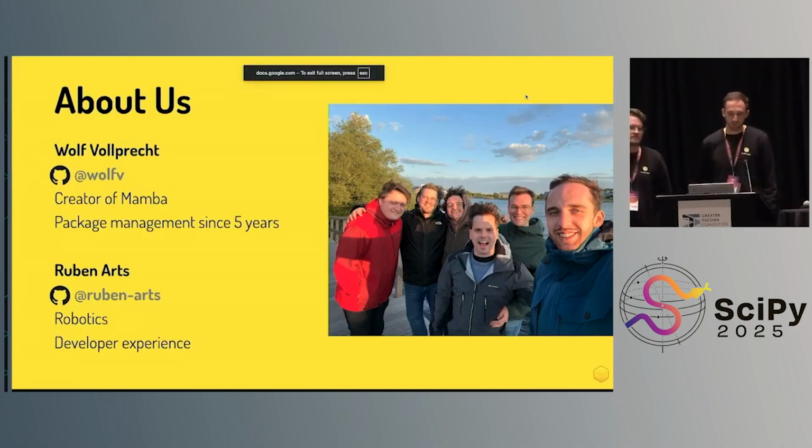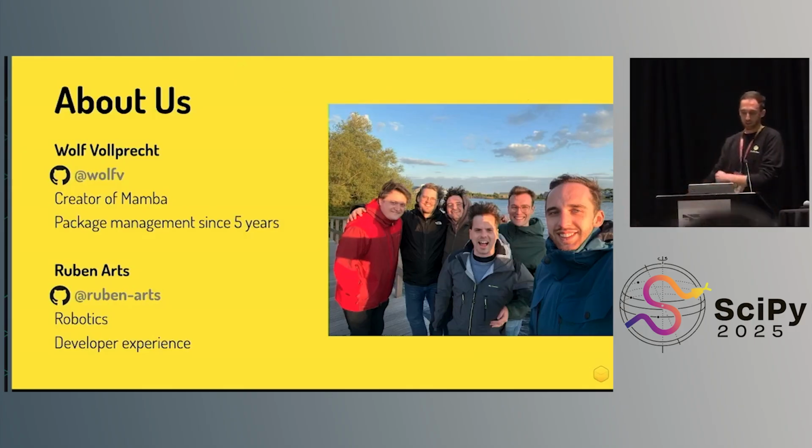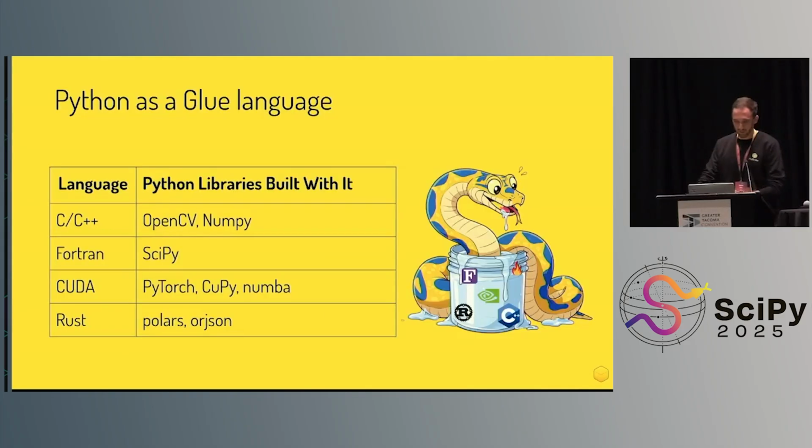Yeah, thank you, Wolf, for the introduction, but I will go a little bit deeper into who we are. So, as said, we are Wolf and Ruben, but Wolf was the creator of Mamba. He's the starter of this company, already been doing package management for 5 years, and I'm Ruben. I'm working in robotics before I did package management. I really felt that this problem needs to be solved, so that's why I'm here with Prefix to really work on this. But we're not alone. We're a nice, small startup still, but have a great team that all works on this problem, so kudos to them as well for working on this.